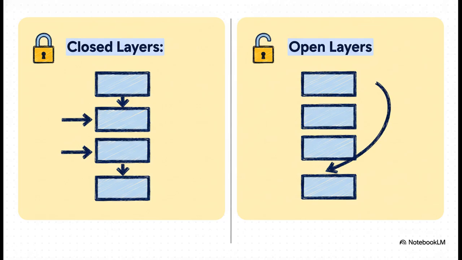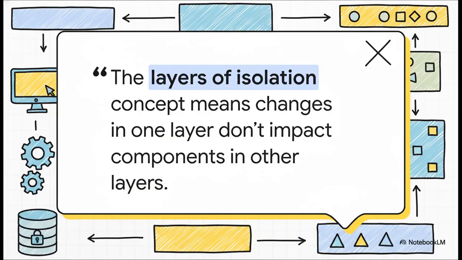You have to stop at every floor on the way down. On the other side, you have open layers. Here, requests can bypass the layer next door and talk to layers further down. It's like having that express elevator straight to the lobby. So why does this even matter?